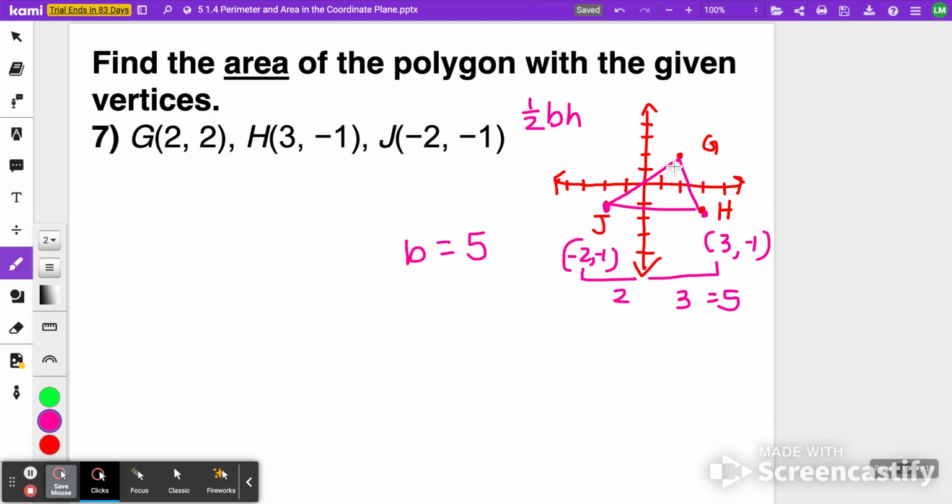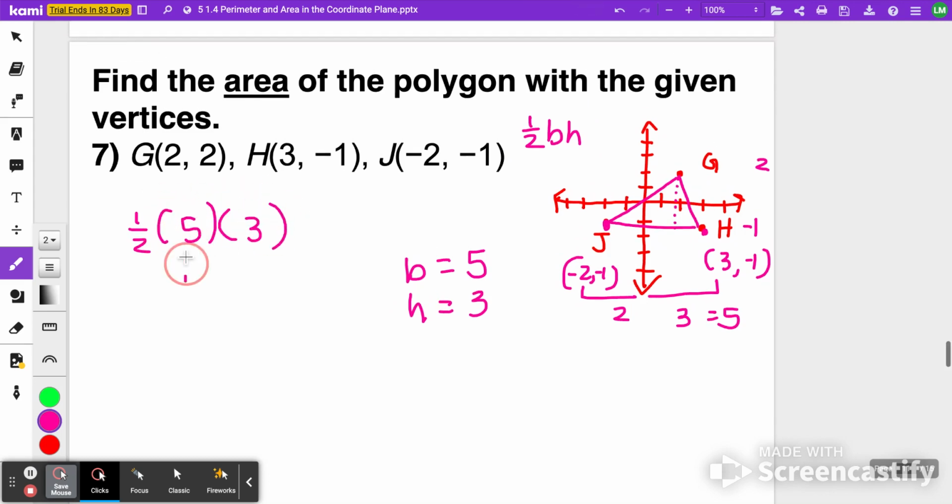And then to find the height, we're just going to go from the top of the triangle and draw a straight line down to the base. This right here is at -1. G is at the height of 2. So the height is 1 plus 2. That'll be 3. So to find area, I'm going to do 1/2 times base 5 times height 3.